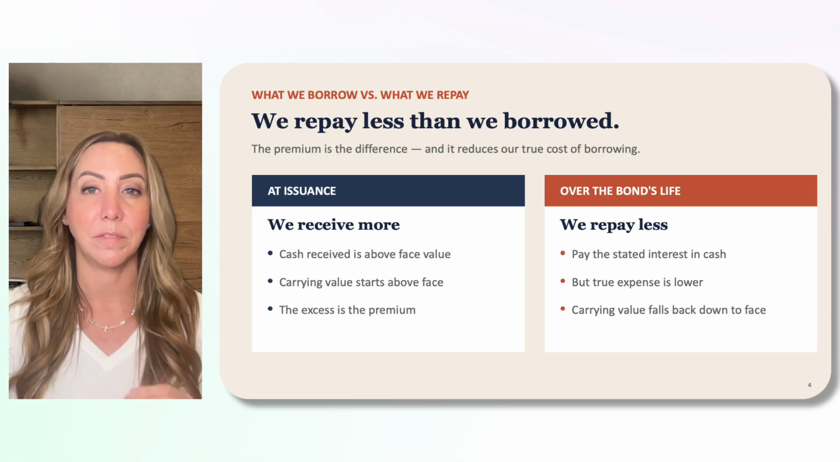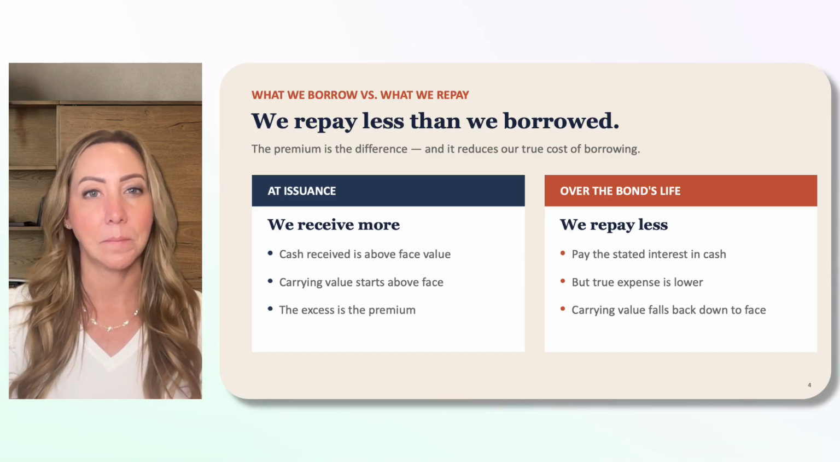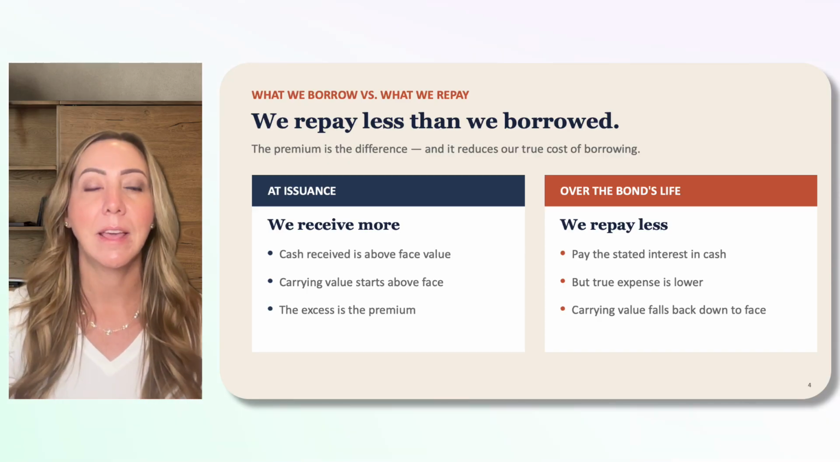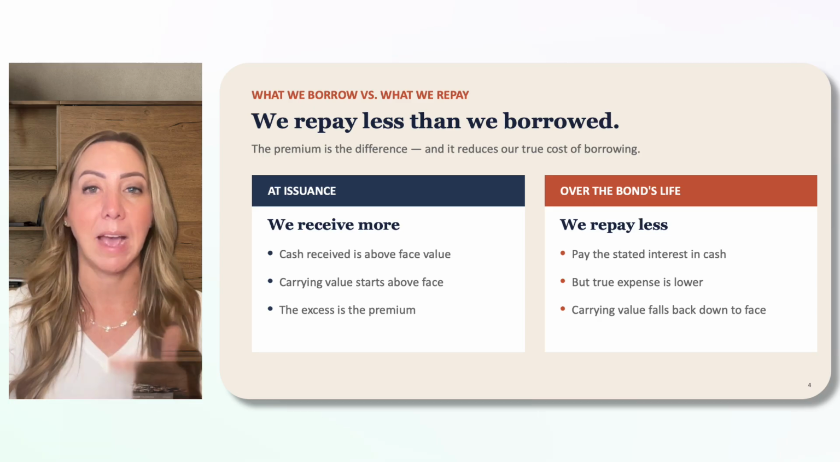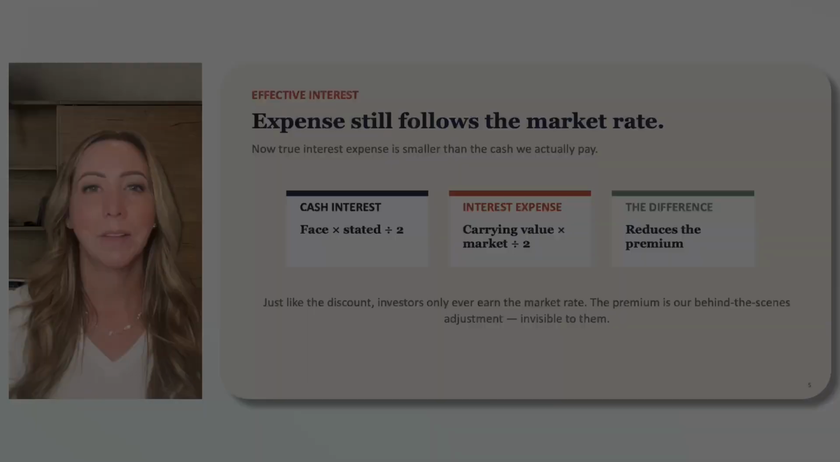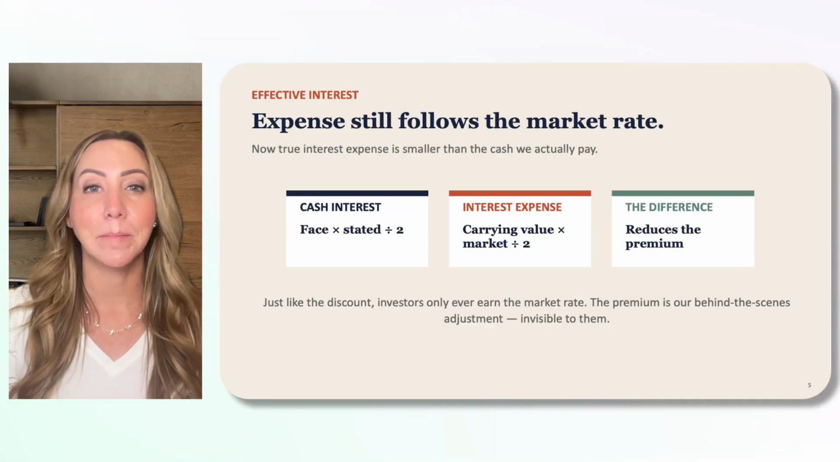We borrowed more than face. We repay only face. The difference reduces our interest cost. That's a premium, start to finish, the exact reverse of a discount. The mechanism in this case is the same effective interest method. Interest expense still equals the carrying value times the market rate. Nothing about that rule changes, only the direction of the result changes.